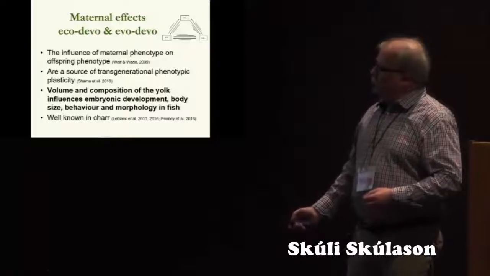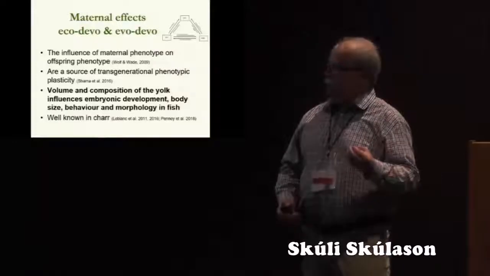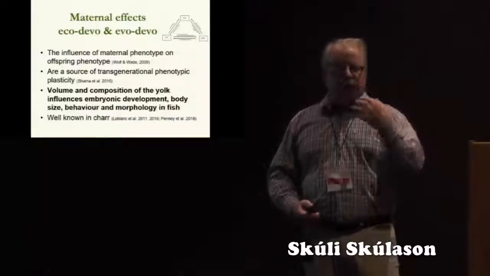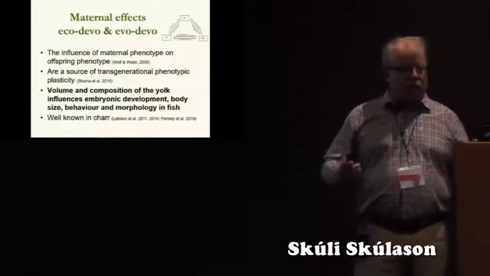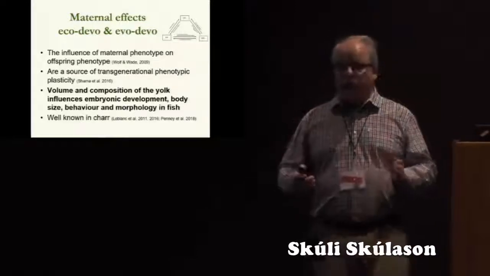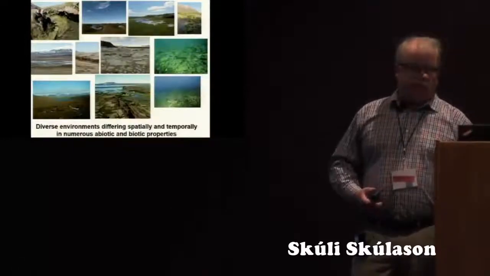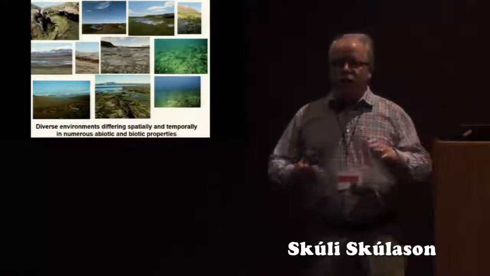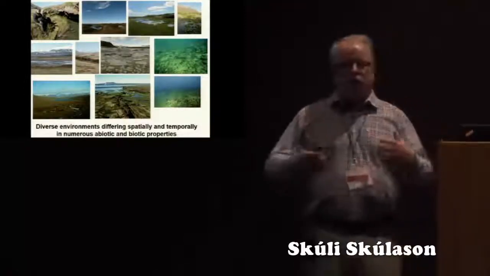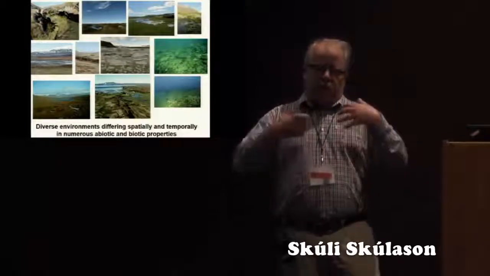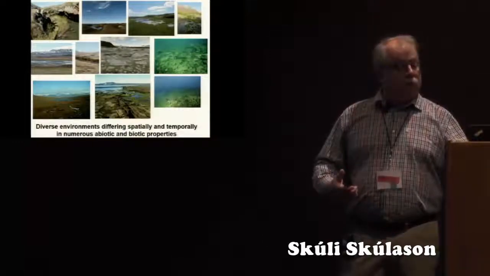I highlight here yolk volume and composition of the yolk as influencing embryonic development, body size, behavior, and morphology of fish, which is basically where I'll be migrating now with my presentation. So we're talking about egg size and egg volume, and effects like that are very well known in Charrs. Here are some references. Just to remind you very quickly, these are the diverse environments in Iceland that Charr are subjected to and have to adapt to, or environmental effects that produce plasticity and are responsible for even transgenerational plasticity in maternal effects.